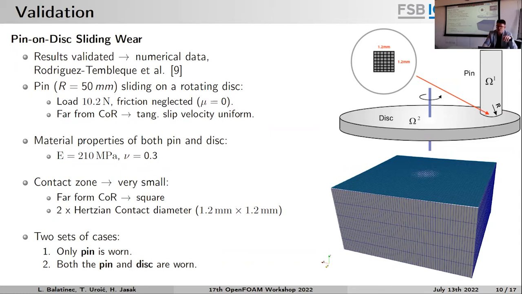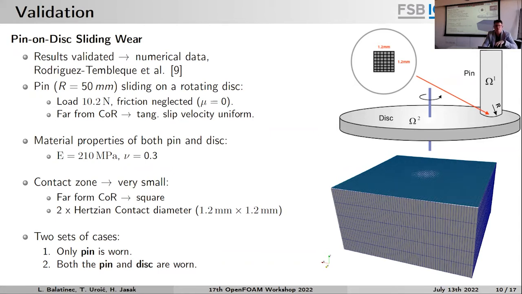So we can consider our point of contact sufficiently far away from the center of rotation so that tangential velocity can be considered uniform. The material properties of the pin and the disk are the same, and are shown here. And next, I want to talk about the contact zone. So the contact zone between the pin and the disk, due to the large curvature of the pin and the flatness of the disk, is very small. Also, it is sufficiently far away from the center of rotation, so we can say that it is a square domain. And the length and the width of the domain are equal to 2 times the Hertzian contact diameter for this load. So this is about 1.2 by 1.2 millimeters.